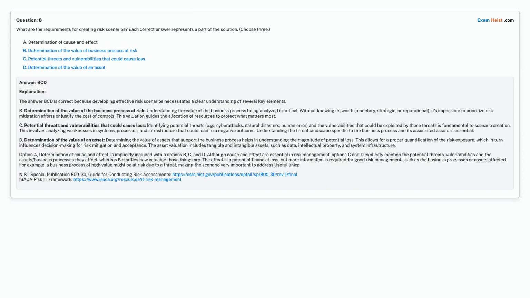Correct answer is option B. Determination of the value of business process at risk. Option C. Potential threats and vulnerabilities that could cause loss. Option D. Determination of the value of an asset.